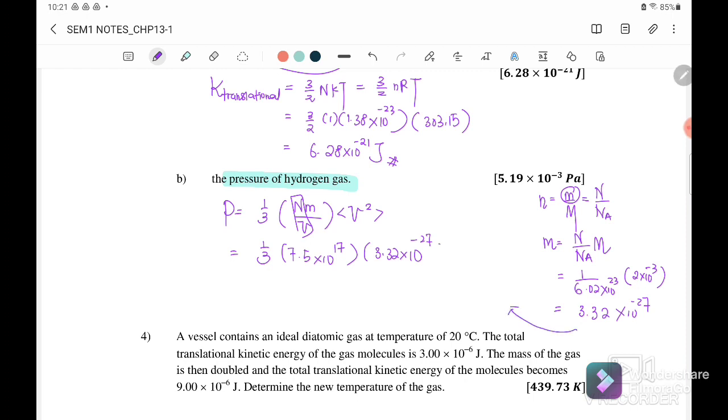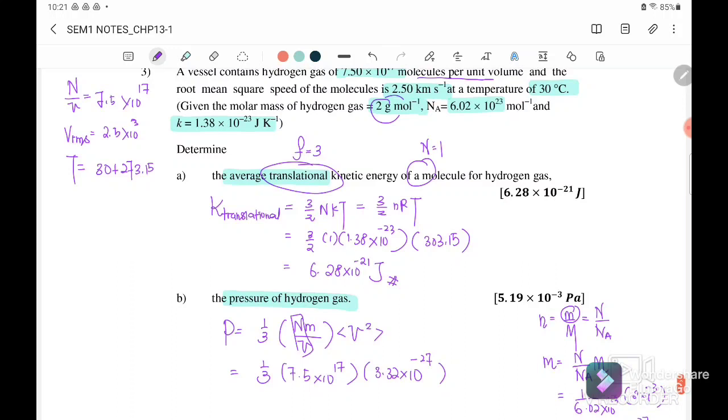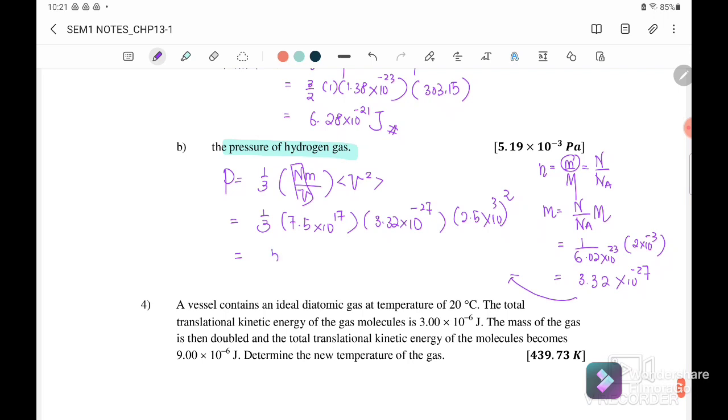So we substitute into the equation, times the mean square speed, where for mean square speed we only have the average speed, VRMS. So VRMS here, we square it up, 2.5 times 10 to the power of 3, then we square. So you will get the mean square V. The final answer we will get is 5.19 times 10 to the power of negative 3, and the unit is Pascal.